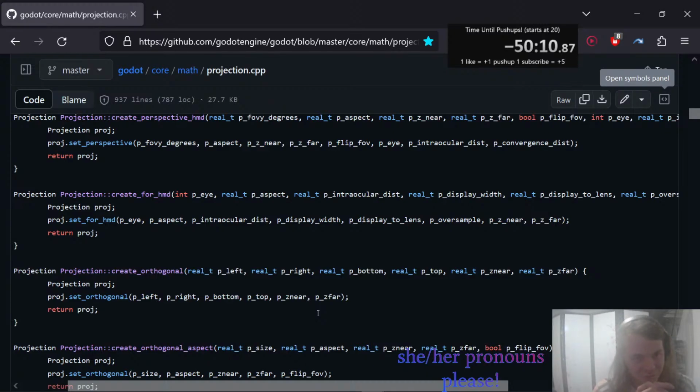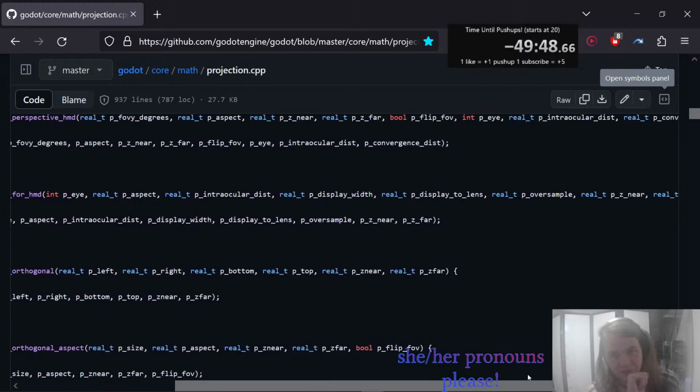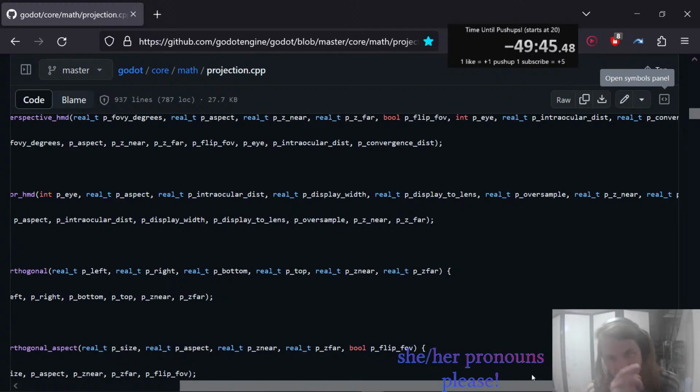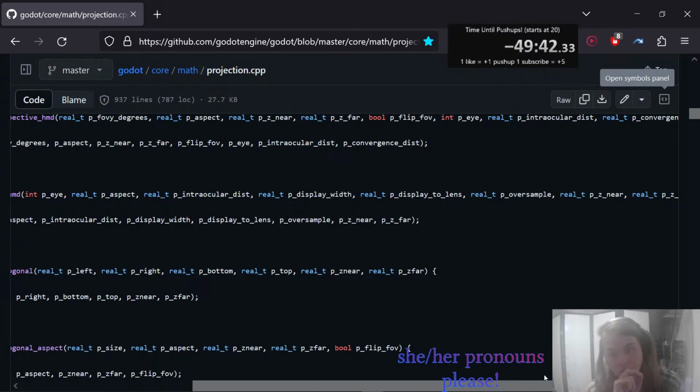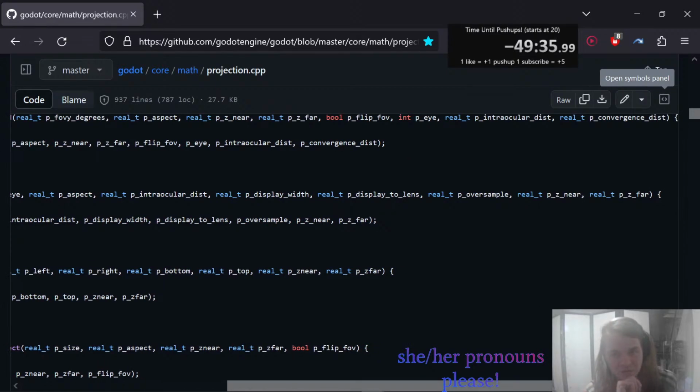Projection create underscore perspective underscore HMD left paren real underscore T P underscore FOVY degree FOVY underscore degrees comma real underscore T P underscore aspect comma real underscore T P underscore near P underscore Z underscore near comma real underscore T P underscore near underscore far comma bool P underscore flip underscore FOV comma P underscore int comma int P underscore I comma. You should just slow down. Real underscore T P underscore intraocular underscore dist comma real underscore T P underscore convergence underscore dist right paren left curly.